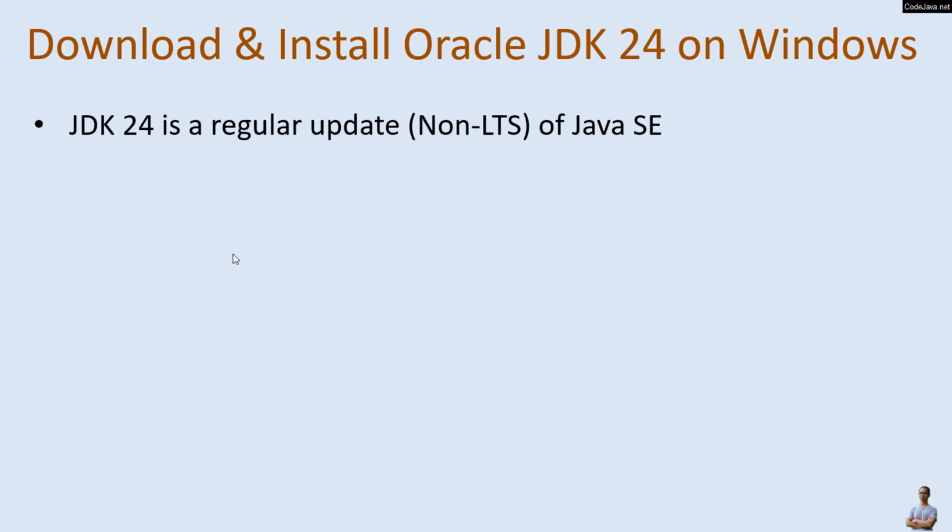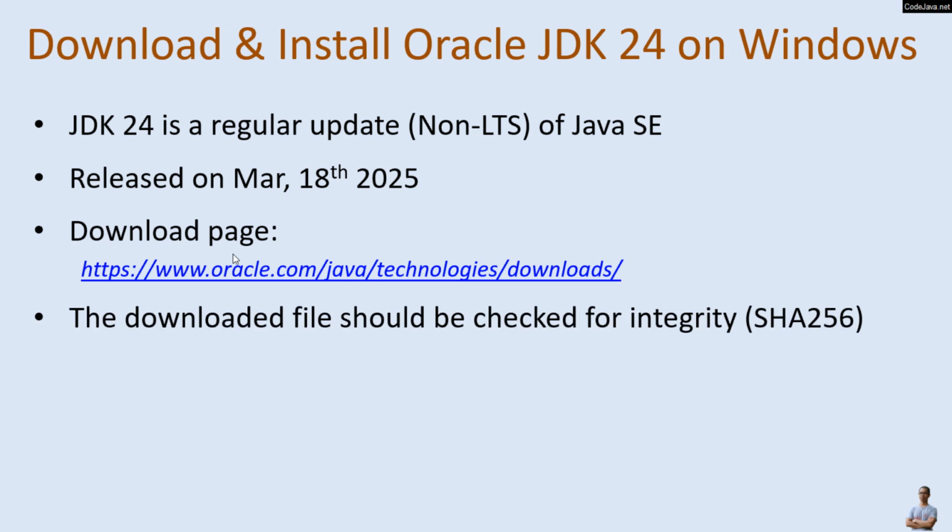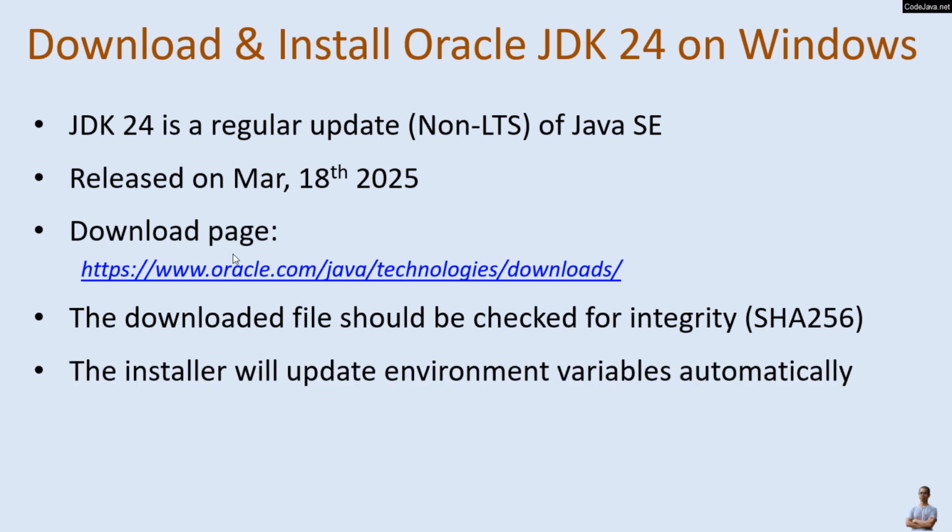And JDK 24 is a regular update, non-long-term support release, non-LTS release of Java SE. It was released on March the 18th, 2025, and this is the official download page of Oracle JDK. Note that the downloaded file should be checked for integrity with SHA-256 checksum, and the installer will update the system environment variables automatically. So setting up JDK with Oracle installer is very simple and easy on Windows operating system.